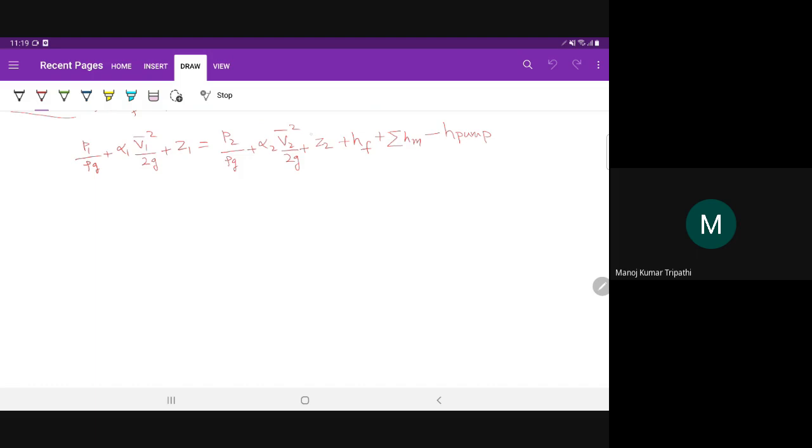Now if you see the unit of Z2 or any other term, then that is height. That is what we discussed. SI unit is meters.